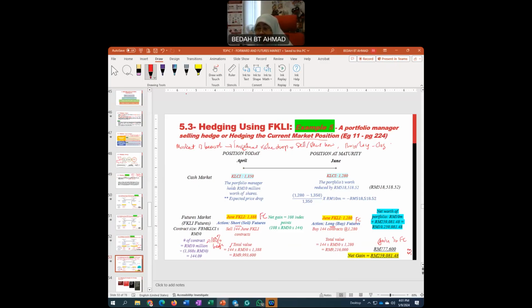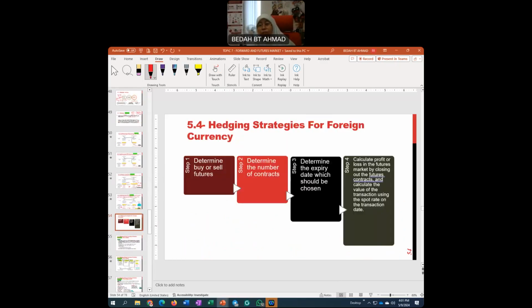This gain in the futures contract is offset against the loss of 518.52, and then you get a net gain of 259,081.48. Plus the investment value of 10 million, the total investment value is now 10,259,081.48. All right, that was the example for the index futures.